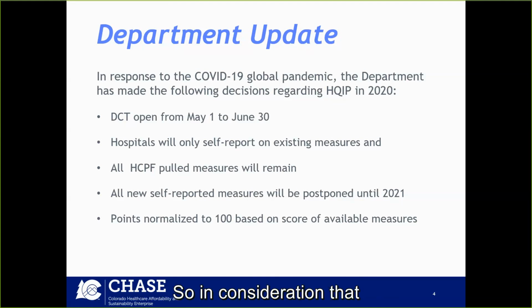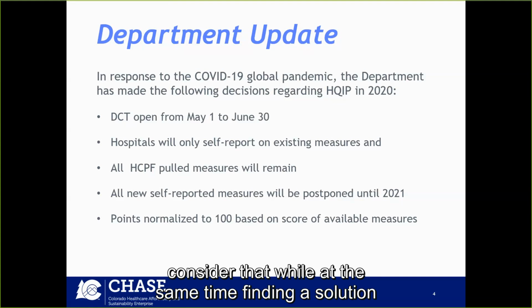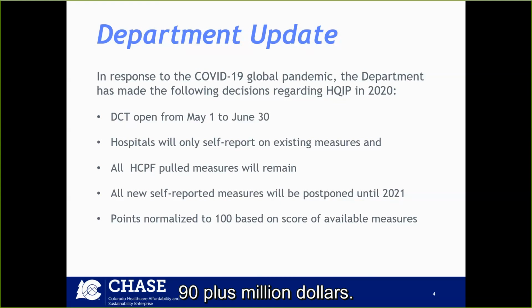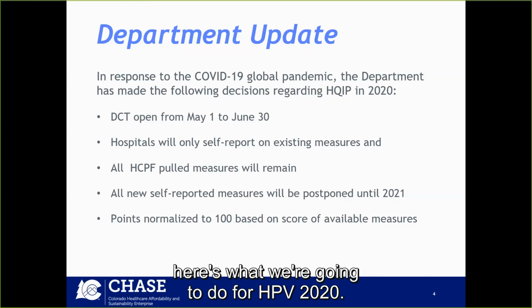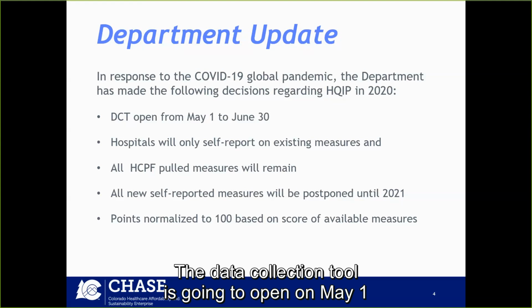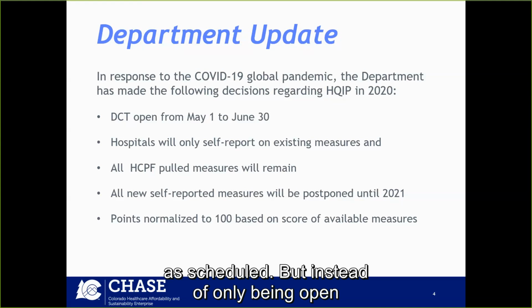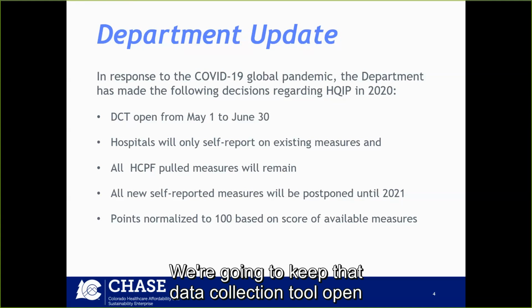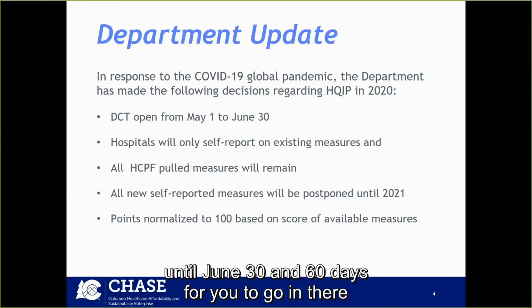In consideration of that, we want to find a way to be reasonable, thoughtful, and considerate, while at the same time finding a solution to get these payment dollars out, $90+ million to hospitals through this incentive payment. So in response to the pandemic, here's what we're going to do for HQIP in 2020. The data collection tool is going to open on May 1st as scheduled. But instead of only being open from May 1st to May 31st, we are going to keep that data collection tool open until June 30th, providing 60 days for you to go in there and submit your information around your measures.